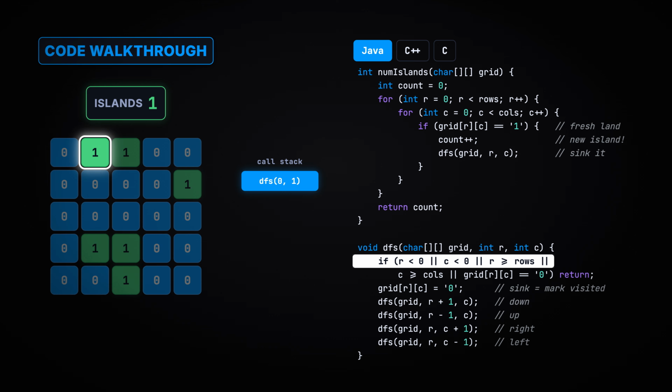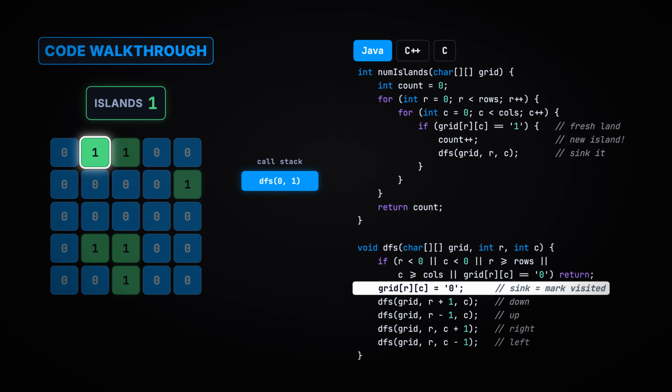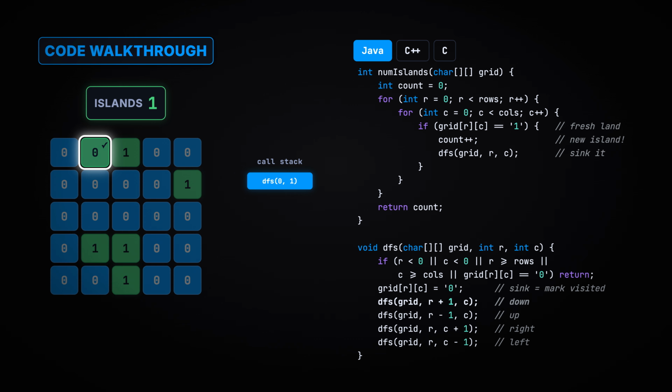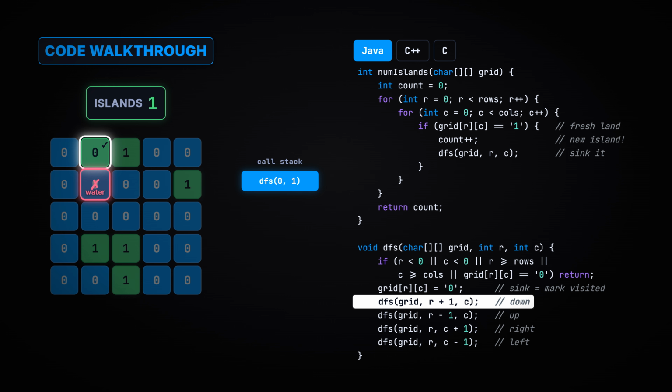Inside that call, the first line is the safety check of the grid or water. We are on land, so it passes. This line sinks the cell, sets it to 0, marking it visited. Watch the digit flip to 0 on the grid. Now the 4 recursive calls in order.